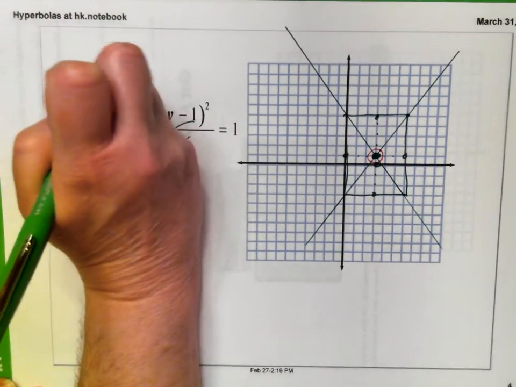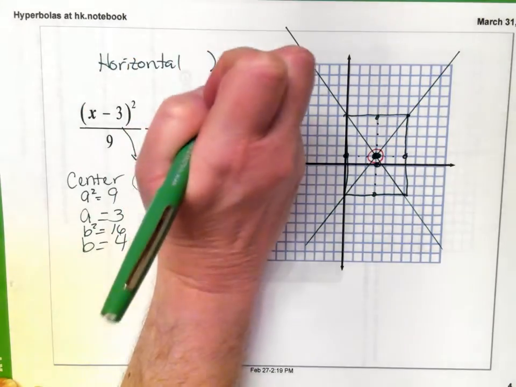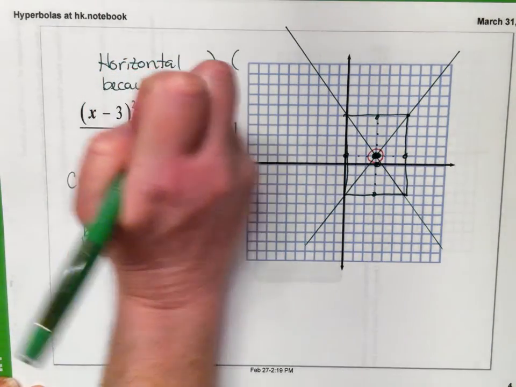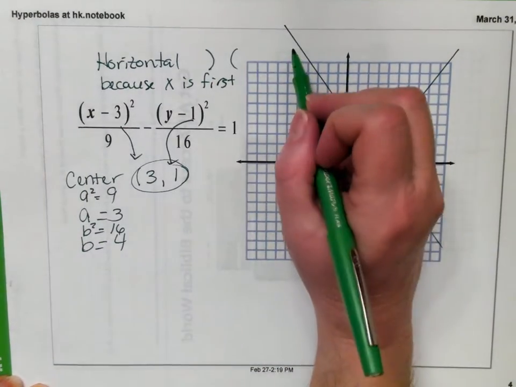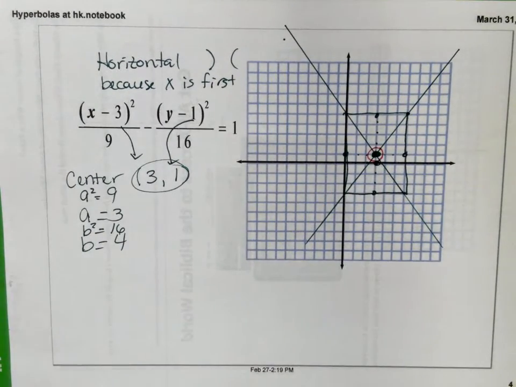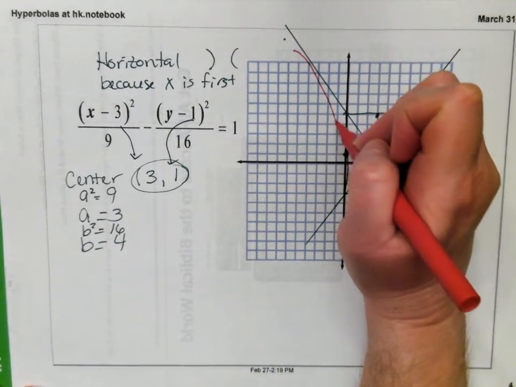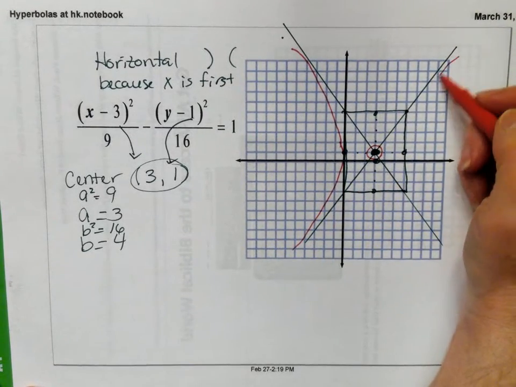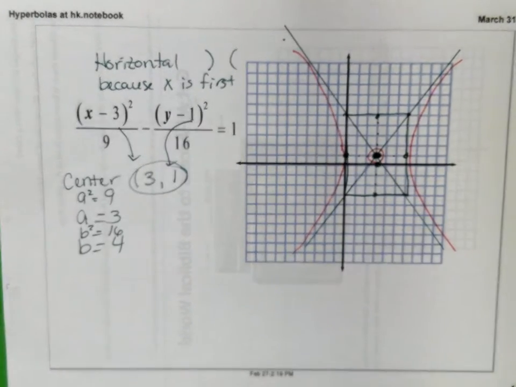This one is horizontal, which means it goes like this because X is first. So I'm going to use a different color here. Let's use red. I'm going to go like so and draw it in there. I'm going to draw this one in here like so. Got it. Now all I'm missing are my foci.